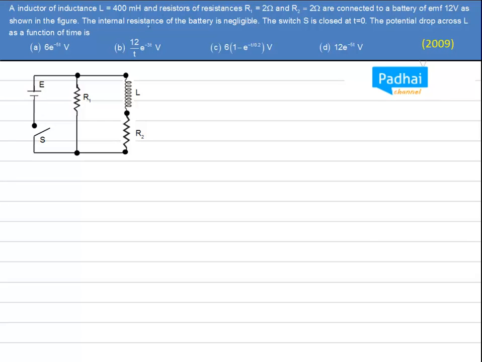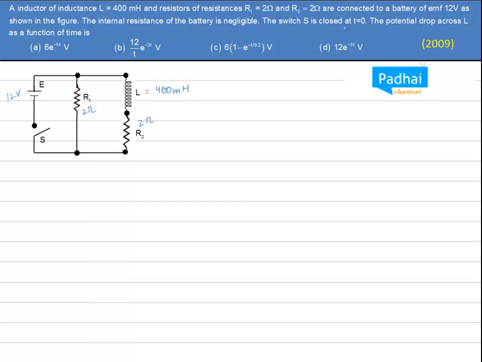An inductor of inductance L equal to 400 millihenry and resistors of resistance 2 ohms each are connected to a battery of EMF 12 volts. These are the two resistors, and this is the inductor. This is 12 volts, this is 2 ohms, this is also 2 ohms, and this is 400 millihenry. The internal resistance of the battery is negligible.